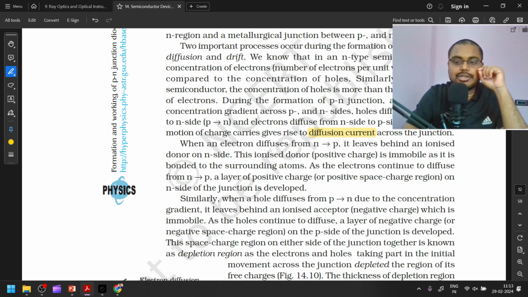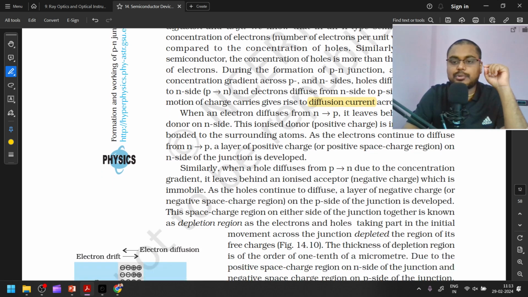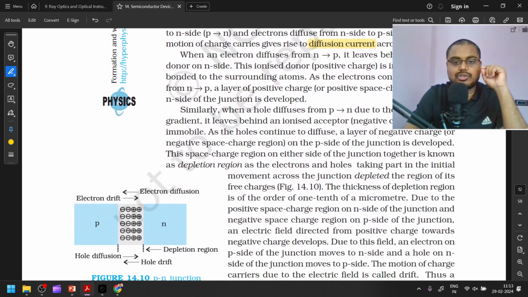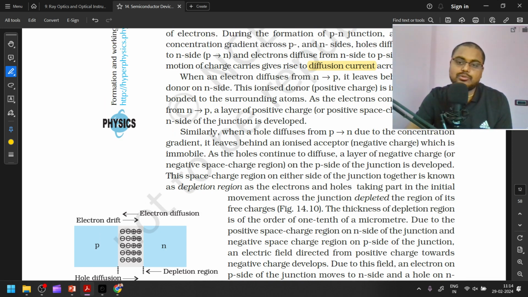As the electrons continue to diffuse from n to p layer, a layer of positive charge or a positive space charge region on the n side of the junction is developed. तो यहाँ पे देखिए, here we can see this is the positive charged region, okay, which is there on the n side. क्योंकि electrons इधर से गया है तो electrons चला गया तो इसलिए positive charge हो गया. Similarly, when a hole diffuses from p to n, due to the concentration gradient, it leaves behind an ionized acceptor, that is negative charge, which is immobile.